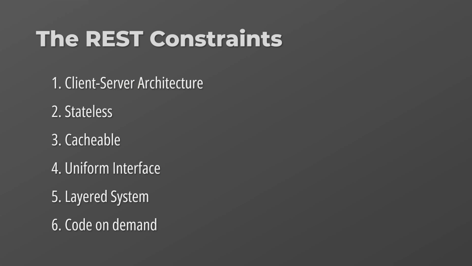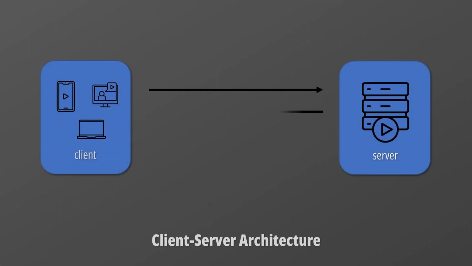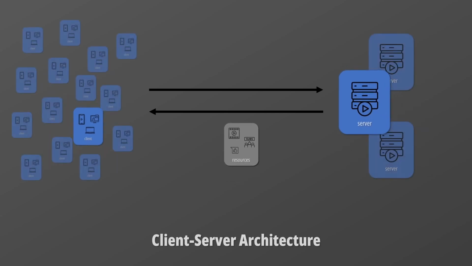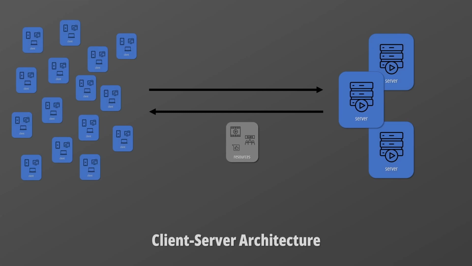Let's start from the first one. The first constraint of REST is to use a client-server architecture. The advantage of this approach is that we can implement and scale clients independently. You can have millions of clients streaming videos which are served by a comparatively very small number of servers.